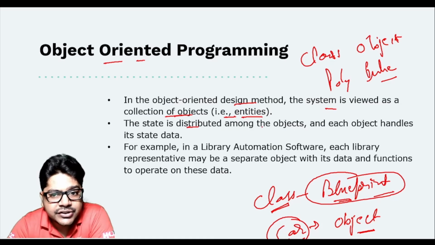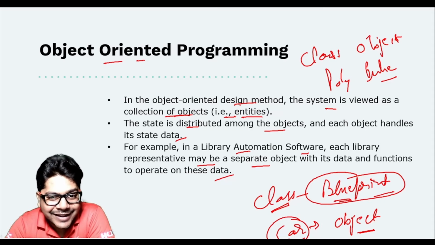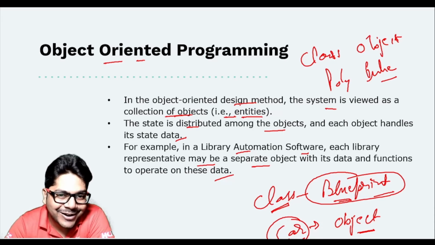The state is distributed among the objects, and each object handles its own state data. Every object has its own data. For example, in library automation software, each library representative may be a separate object with its data and functions to operate on these data. In case you are finding it difficult to understand, let's take another example. We all can have the same car, same model, but each car is our own car, and each car has its own functioning. My car is my car, your car is your car, my data is my data, none of your data, my business is my business, none of your business.